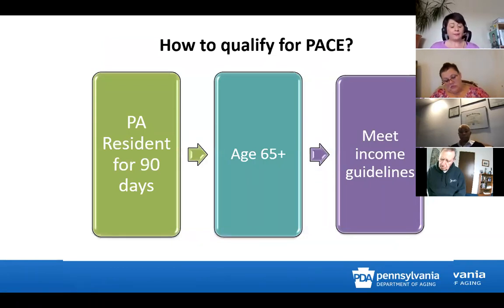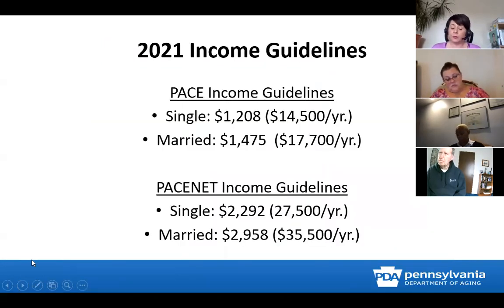So to qualify for PACE, of course, you must be a Pennsylvania resident for at least 90 days, age 65 or older, and meet those income guidelines. Now, to apply for PACE, an individual can call the PACE hotline. And again, the number will be at the end of the presentation. There's actually an online application as well, or you can do a paper application.